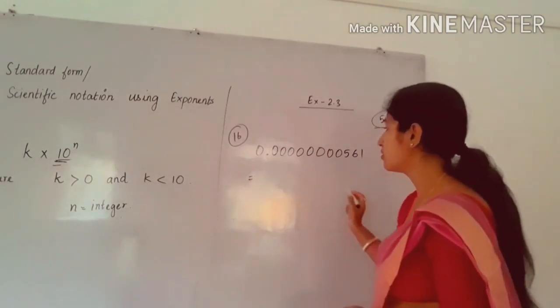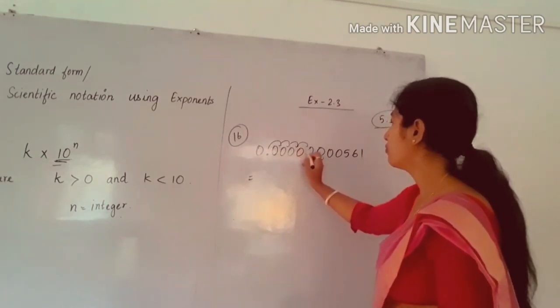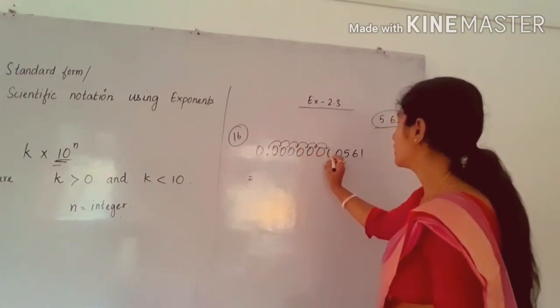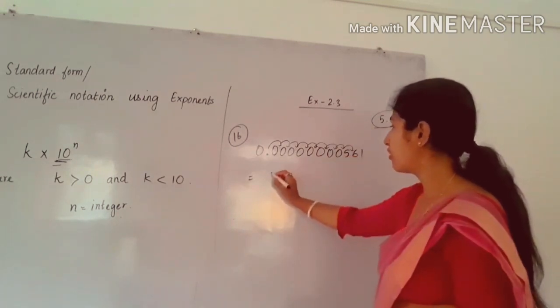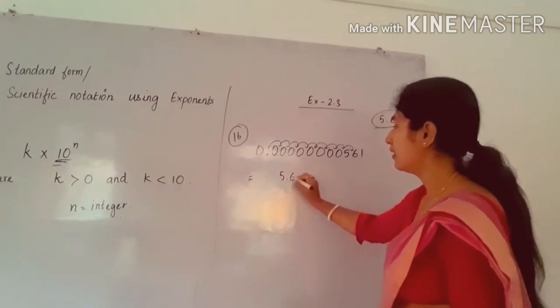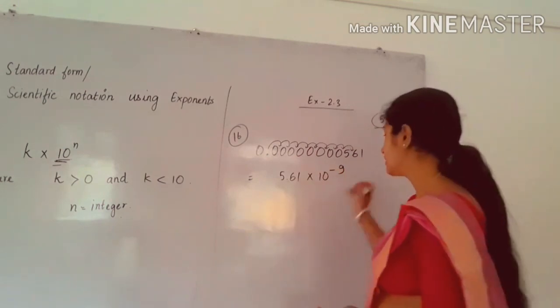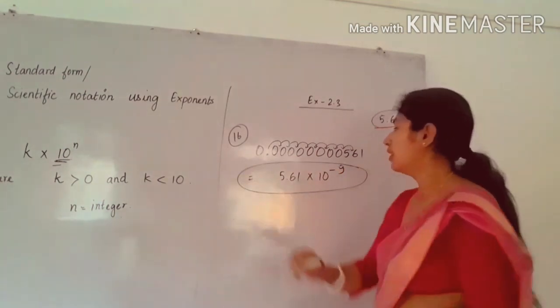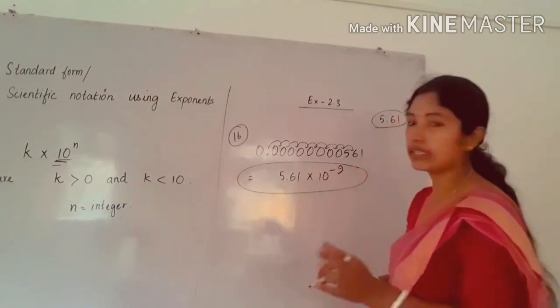So how many places do you have to go? See, 1, 2, 3, 4, 5, 6, 7, 8, 9. So you have to go 9 places. That means you can write 5.61 into 10 to the power minus 9. See, I have written these things directly. If you have any difficulty, you can do it like this also.